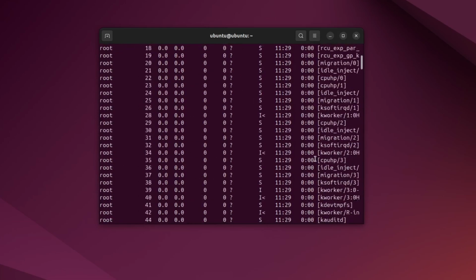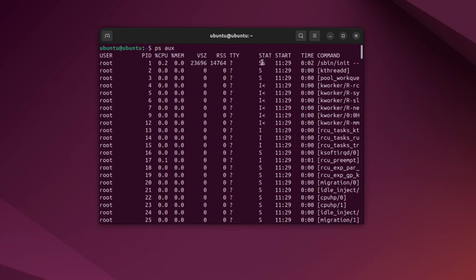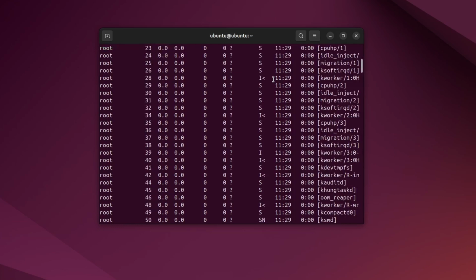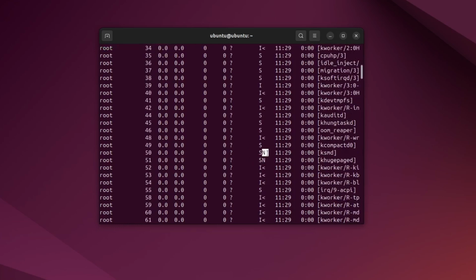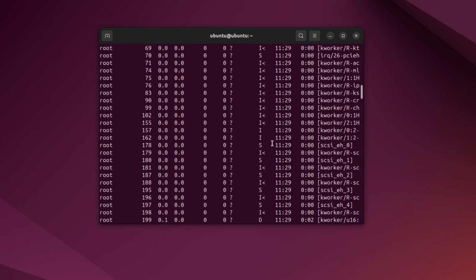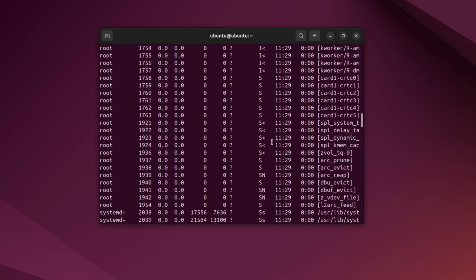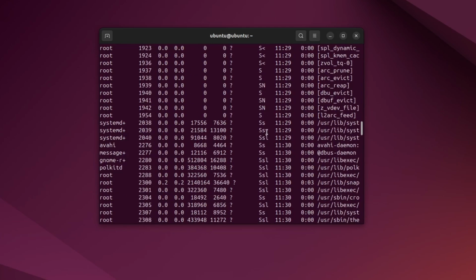The second letter gives extra information. s means the process is a session leader. That often includes shells like bash or programs you start directly from the terminal. Plus means the process is in the foreground and attached to a terminal. l means the process is multi-threaded. N means it has low priority. So, when you see Ss, it means the process is sleeping and it is also a session leader.